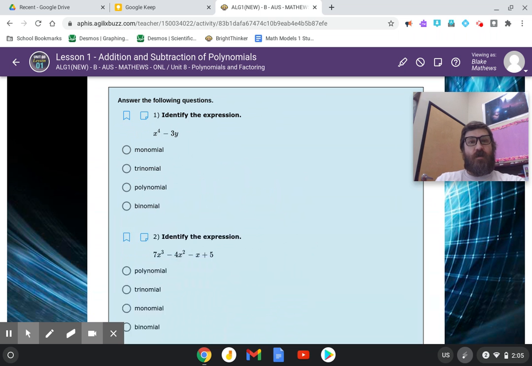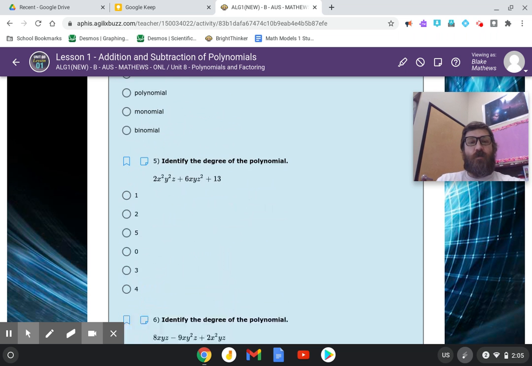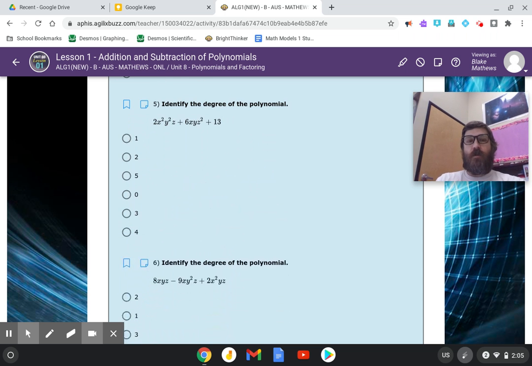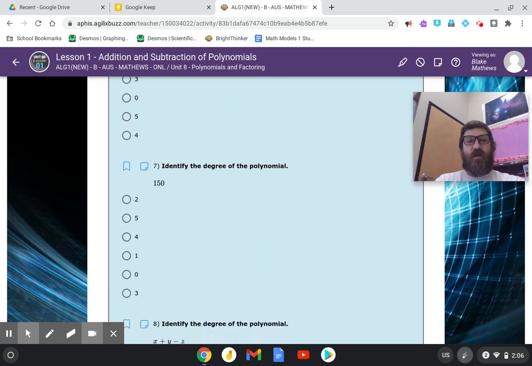Identify the expression. Okay, you need to identify this as a monomial, trinomial, polynomial, or binomial. So how many terms are there? You need to look up at the table above. That's what you do for 1, 2, 3, and 4. Then you identify the degree. You need to find which term has the most exponent numbers, the highest number of exponent numbers. That is the one that is the degree of the entire polynomial. That's number 5, that's number 6.